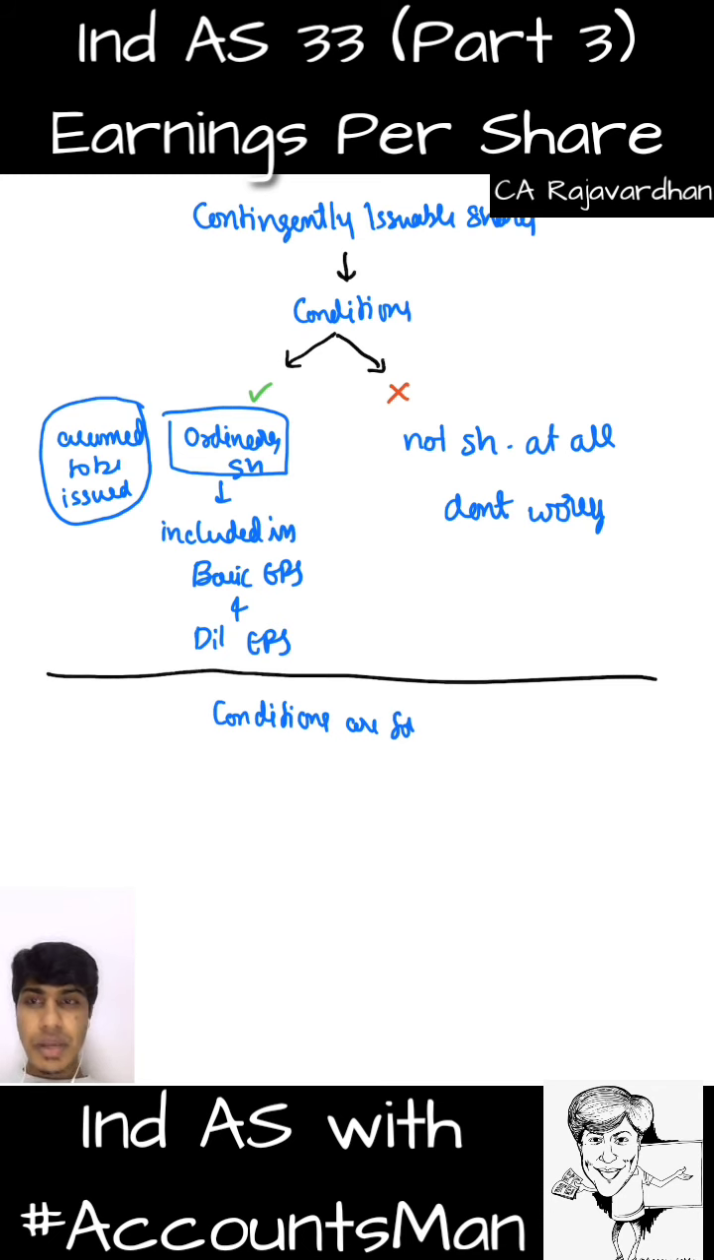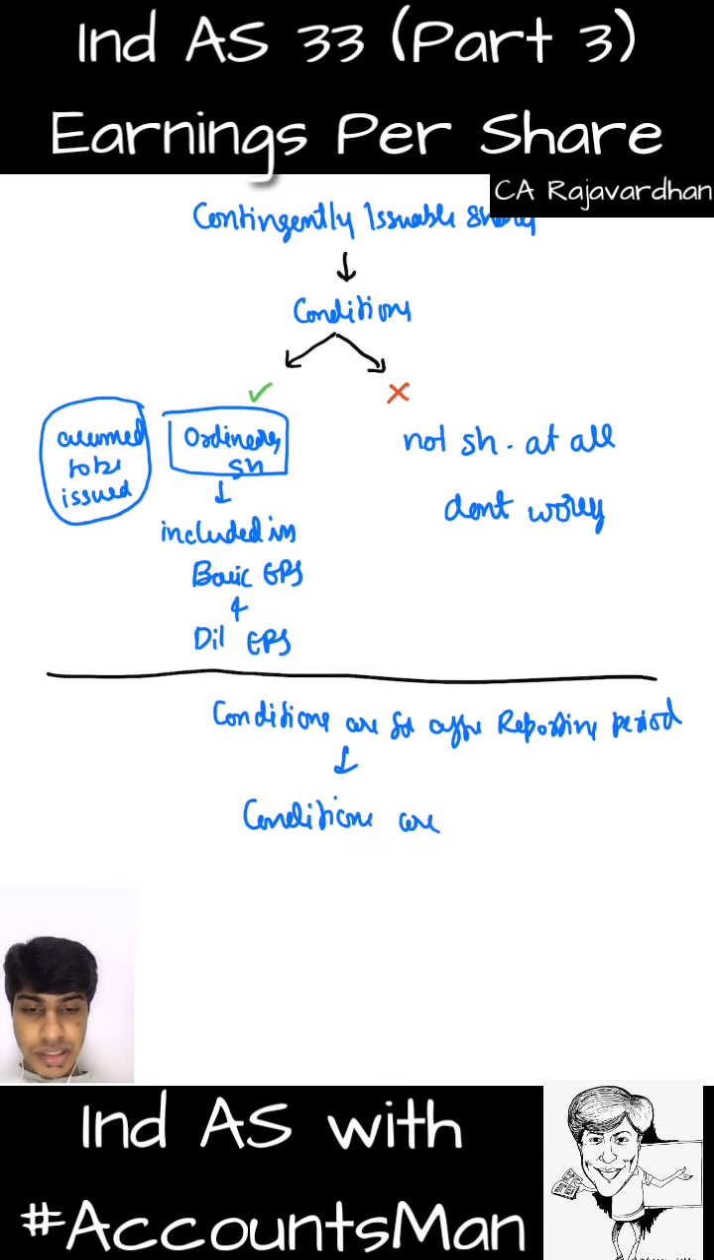Or beyond, or for after the reporting period. So the conditions are neither fulfilled nor destroyed. It is supposed to be fulfilled at a later date. You get what I'm trying to tell? That is, conditions are based on a future period. Then how do we handle it?